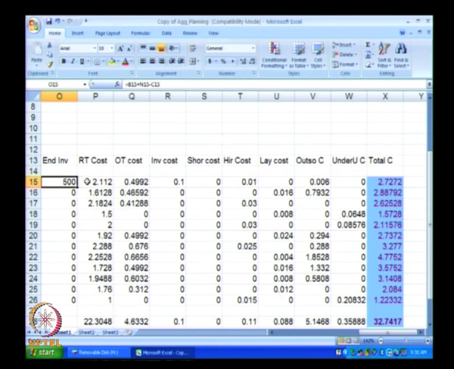Now, regular time cost is kept at the same value of 100. So, 2112 units will give us a regular time cost of 2.112 lakhs. Overtime cost is kept at 130. So, 384 units will give us an overtime cost of 0.4992 lakhs. There is an ending inventory of 500. The inventory cost is 20. So, we get 0.1 lakh. The ending inventory is positive, therefore, there is no shortage, shortage cost is 0.